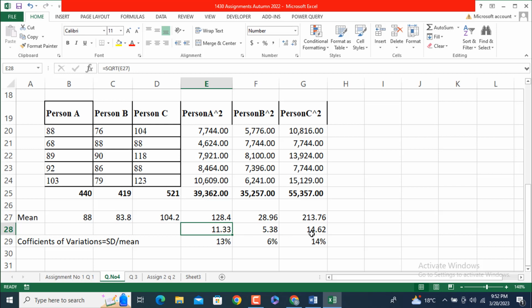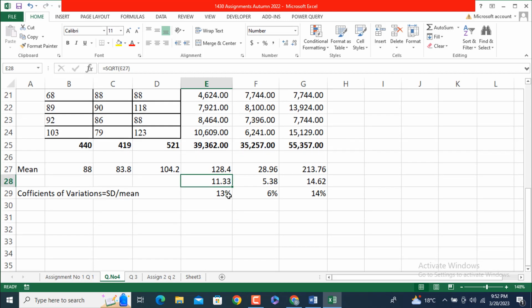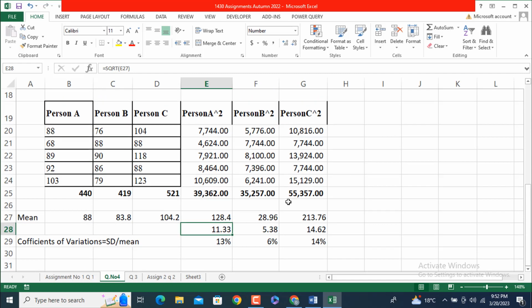I will drag this one, or we apply the same process to the rest of the two series, salesperson B and person C. We will reach the standard deviation values 11.33, 5.38, and 14.68. If you look at these three values, these are the absolute deviations from the mean of the three persons. You can see that person B is more consistent regarding his sales in terms of absolute deviation from the mean.